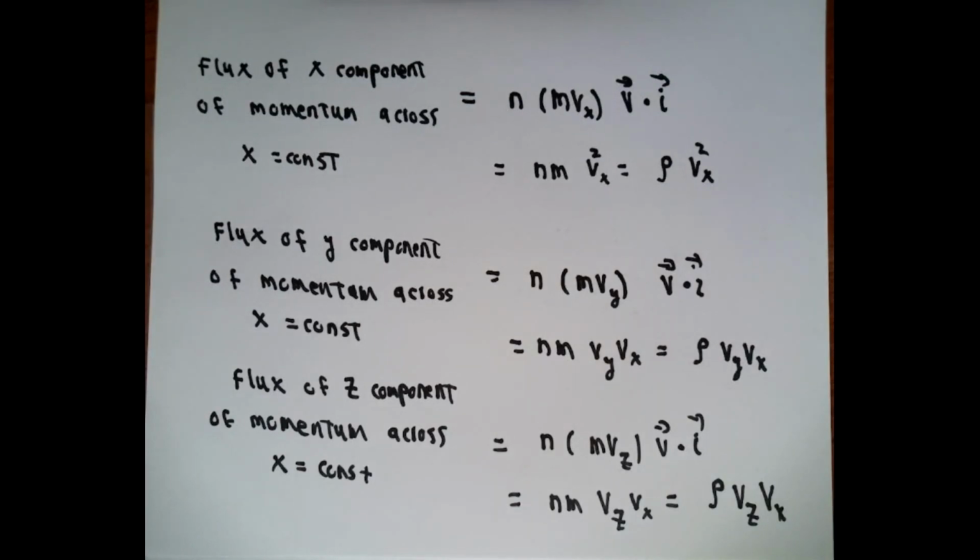Following the same procedure, the flux of the z component of momentum across surfaces of constant x in the end reduces to the mass density times the speed in the z direction times the speed in the x direction. You can do exactly similar calculations for the flux of various momentum components across surfaces of constant y, and also for surfaces of constant z. The details should be fairly clear, so I'm just going to present the results of doing that.